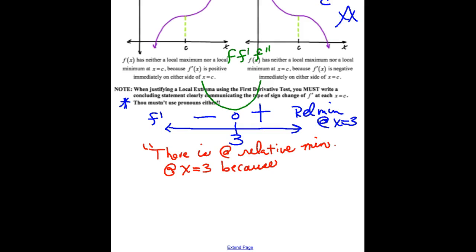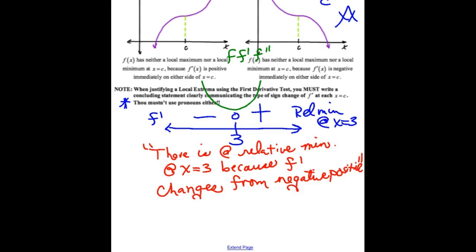So, because f prime does what? Changes. And don't say changes sign. Changes from what, Jared? Yeah, from negative to positive. And this would be what most kids write. But watch me change the wording and still have a completely good answer.